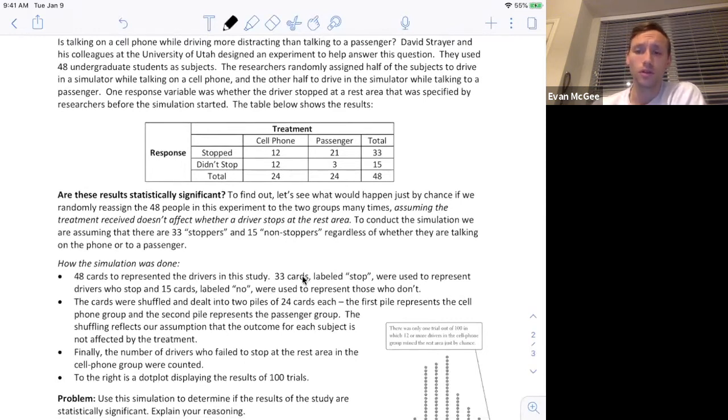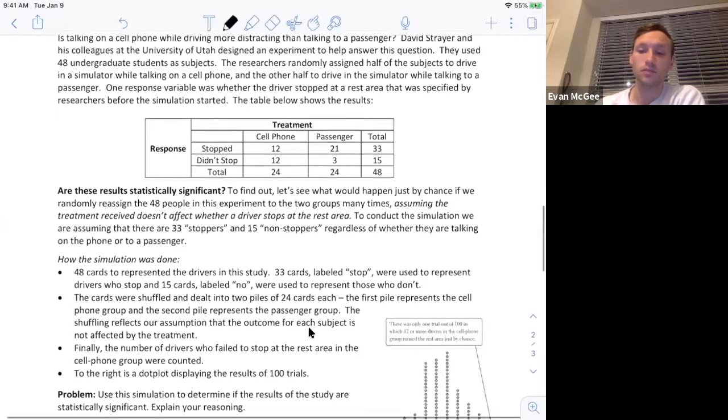So they wrote "stop" on 33 cards to represent the people who stopped. And they wrote "no" on the 15 cards to represent the people who did not stop. So they shuffled the cards and they dealt them into two piles of size 24, because that's the way this worked. There were 24 in each group. The two piles represented the people in the cell phone treatment and the people in the passenger treatment. And then they counted how many no's were in the cell phone treatment, and they recorded that number.